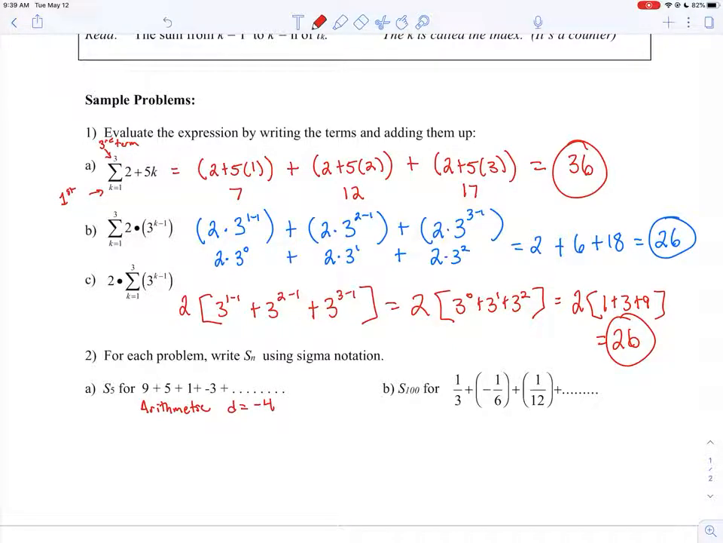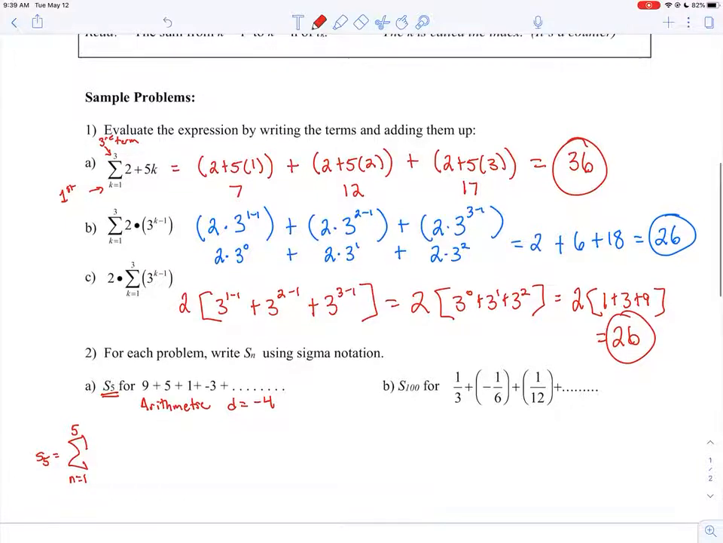All right, so what's going on with our sigma notation? This number right here, they're telling us S sub 5. So S sub 5 equals. That's telling us how many terms we want to add up. So we're starting with the first term, and I'm going to put a 5 up top because we're adding up 5 terms altogether. The value that goes inside here is our T sub n equation.